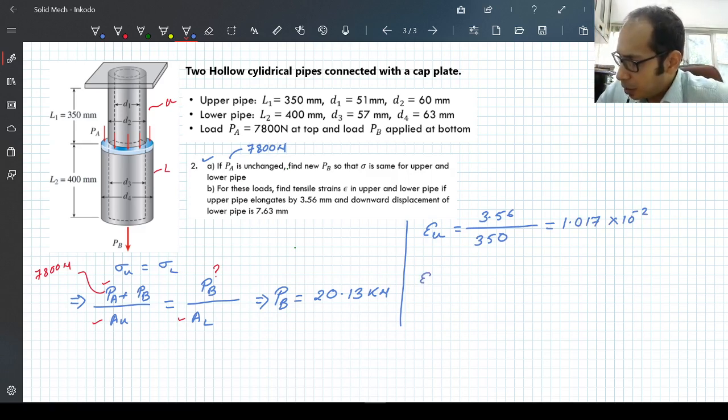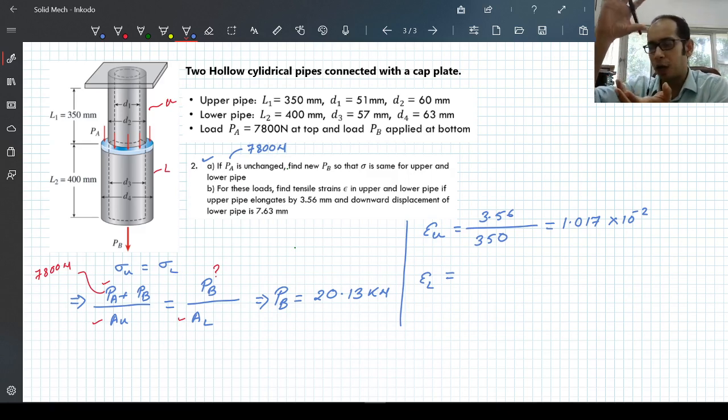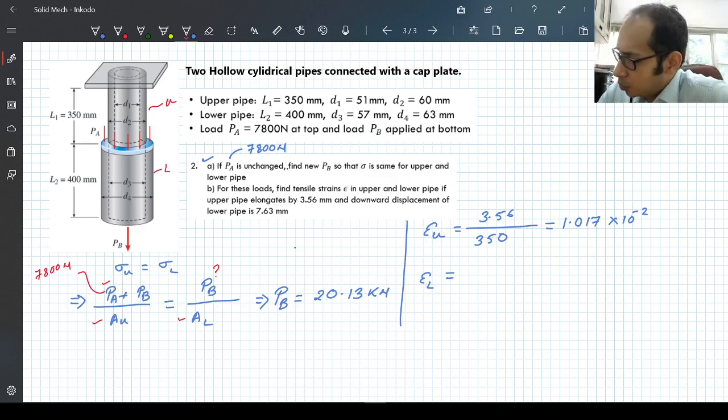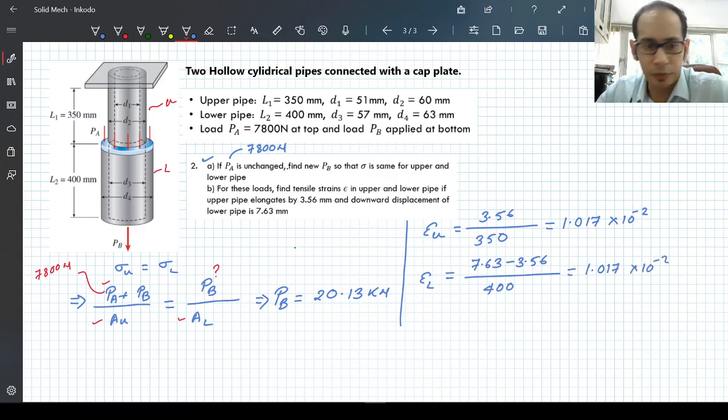And epsilon of the lower pipe, as we discussed, the deformation of the lower pipe is going to be the total displacement minus the deformation of the upper pipe. So this is going to be 7.63 minus 3.56 divided by the length of the lower pipe, that is 400, right? This one comes out to be the same strain, 1.017. If you calculate that, you will see both the numbers line up, it matches up over here, right? So I hope this is clear.